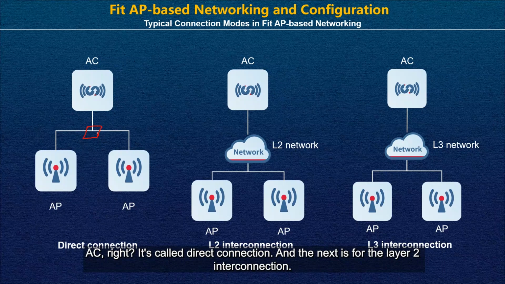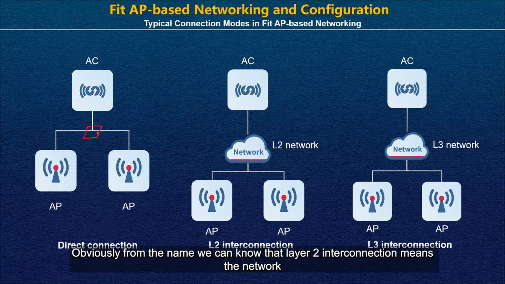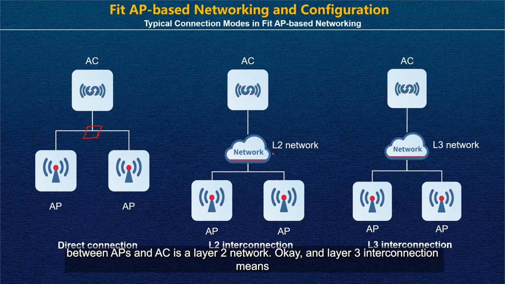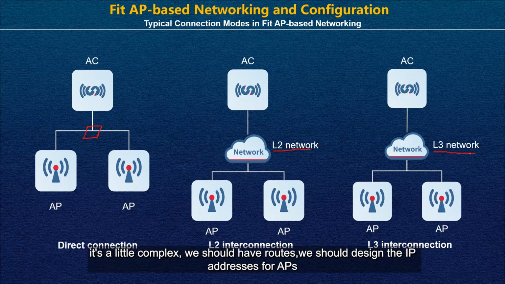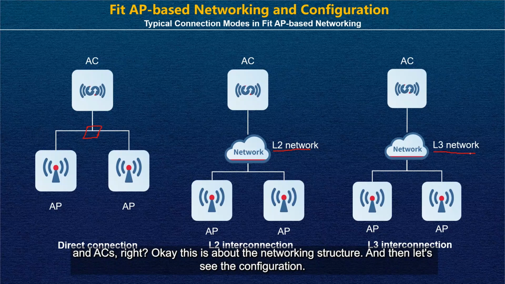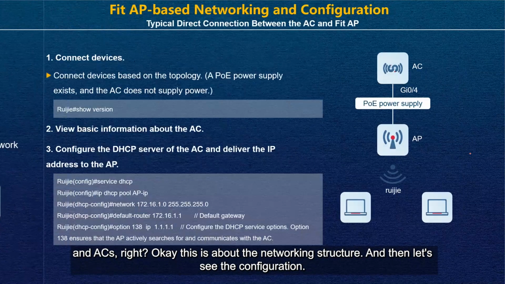And the next is called the layer 2 interconnection. Obviously, from the name, we can know that layer 2 interconnection means the network between AP and AC is a layer 2 network. Okay, and layer 3 interconnection means the network between AC and APs is an L3 network. So in the layer 3 network, it's a little complex. We should have rules. We should design the IP addresses of APs and of ACs. Okay, this is about the networking structure.